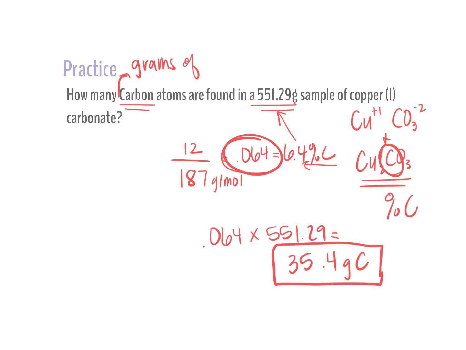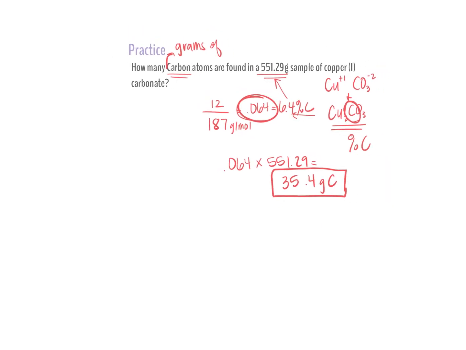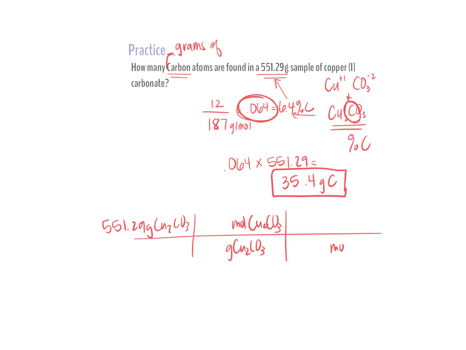You don't have to write down what I'm doing next, but I'm going to show you how you could also do a T-chart with this method and it would have worked the same way, okay? So I'm just going to bring this down here. And if I start with 551.29 grams of Cu2CO3, grams of Cu2CO3 to moles of my total compound, moles of my compound to moles of just carbon, moles of carbon to grams of carbon.